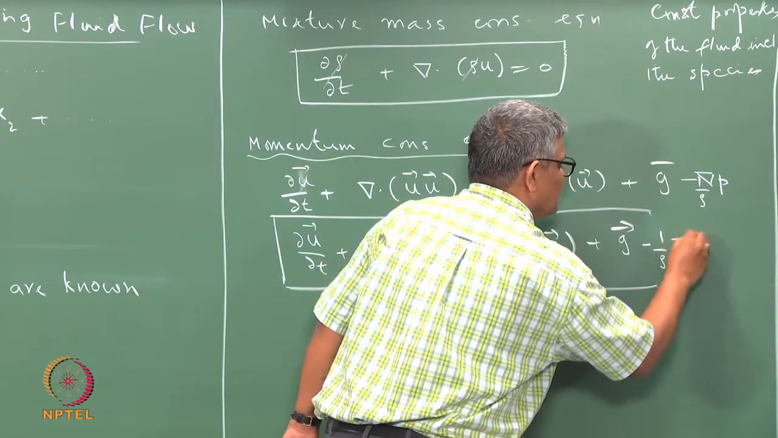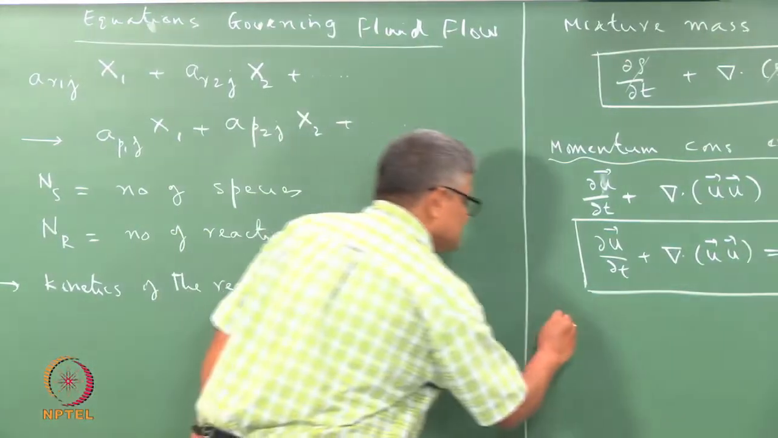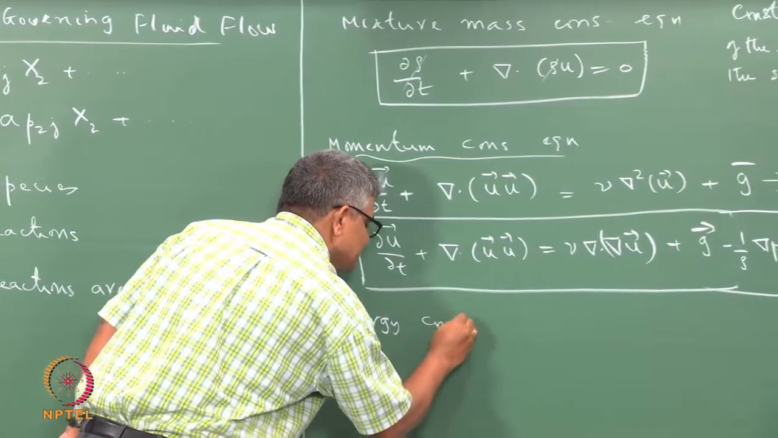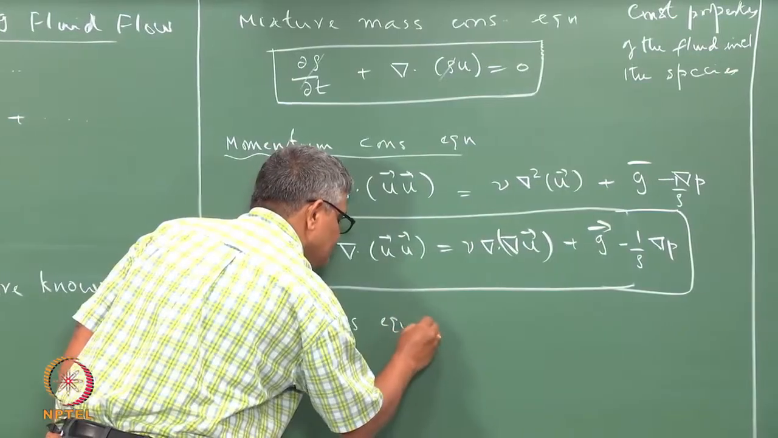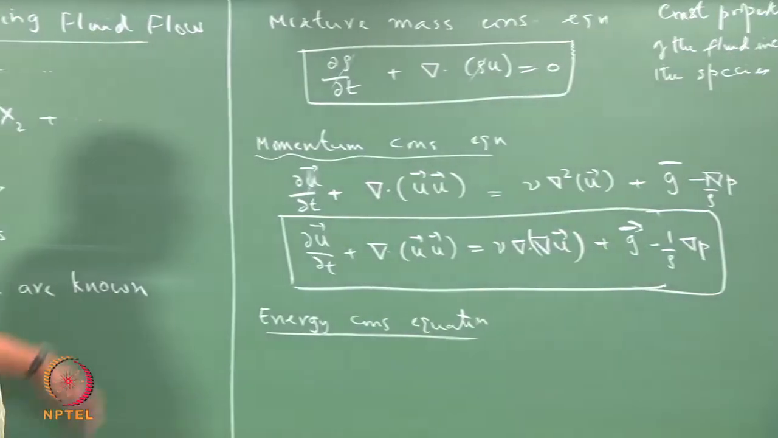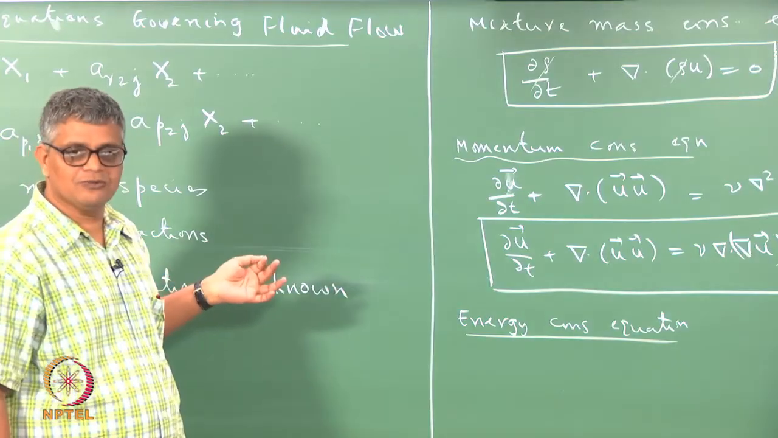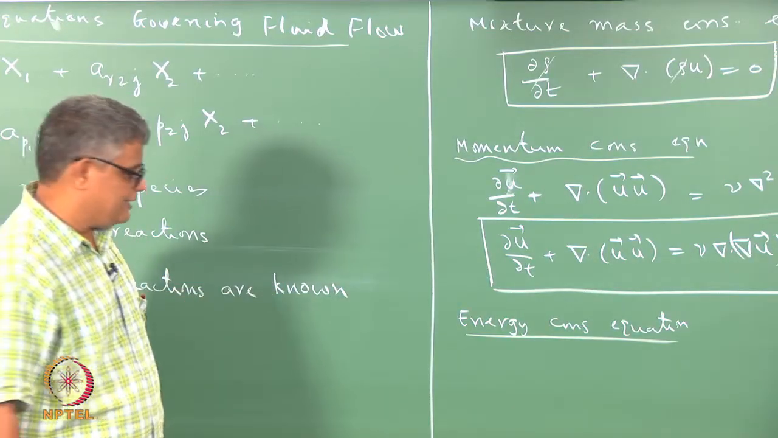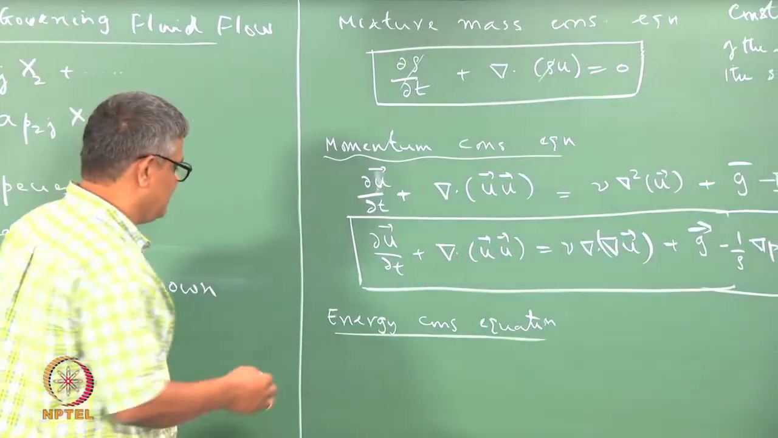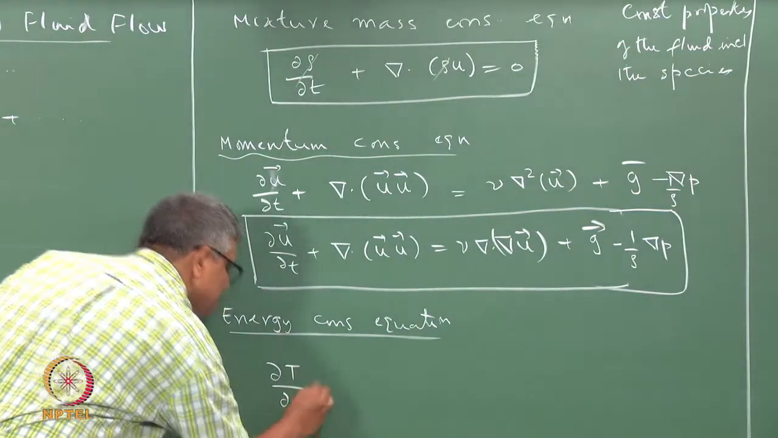Minus 1 by rho gradient of pressure. We now have the energy equation, the energy conservation equation. This again can be different types of energy, and we have finally derived an expression in terms of enthalpy. From that, assuming constant properties, we had an equation written in terms of temperature.